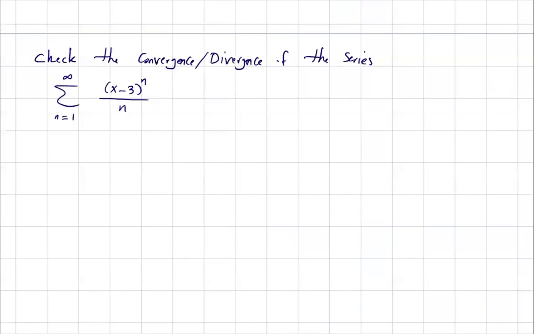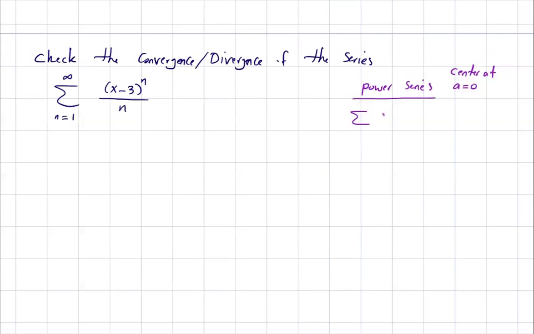Our goal is to analyze the convergence and divergence of the following series: the summation of (x minus 3) to the power n divided by n, starting from 1 and going to infinity. What is this series? Remind yourself of the definition of a power series.